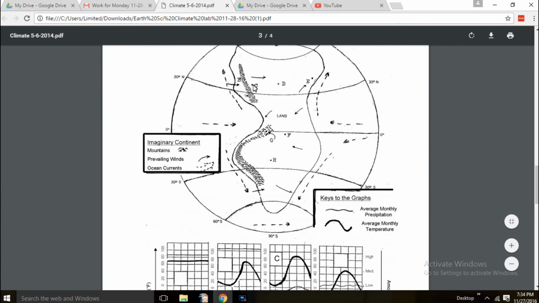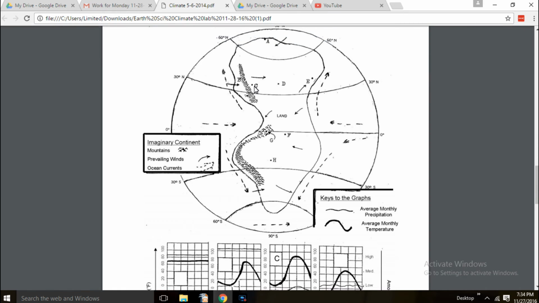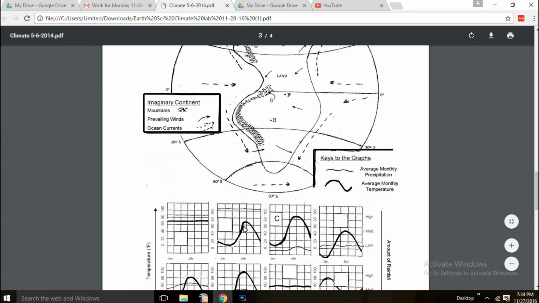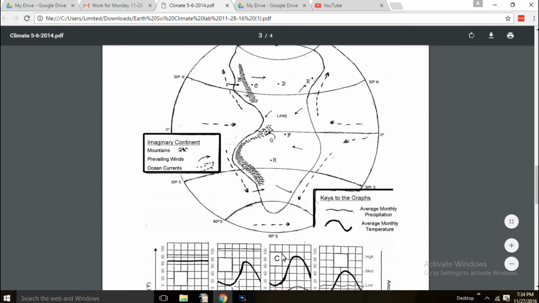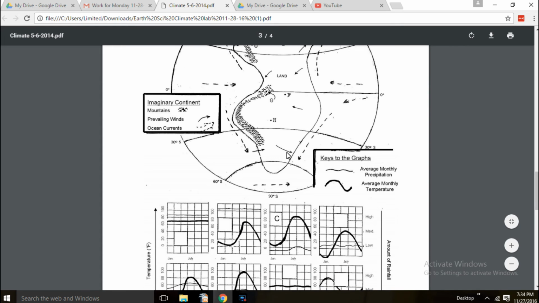So like let's say for example location C, it's at a pretty high latitude. Well, not that high, it's around 30-40 degrees north. So they get warm summers and they get cold winters and they get a good amount of precipitation. Alright, so that makes sense. So you could basically look through this yourself.